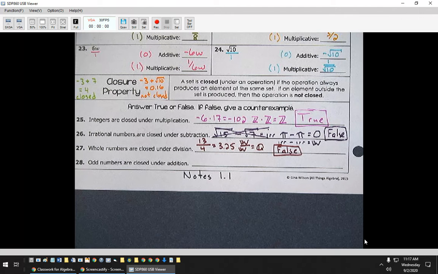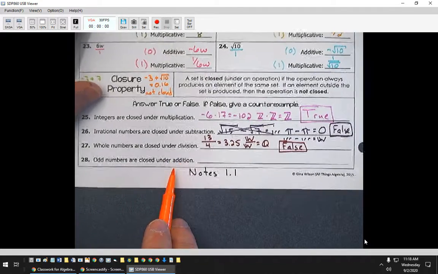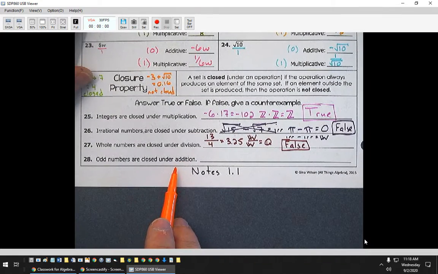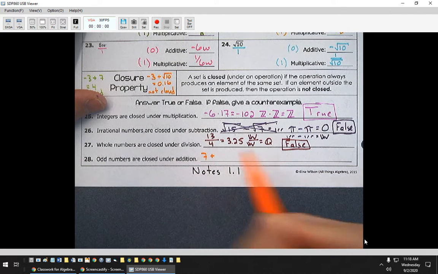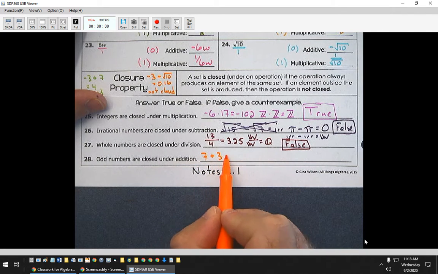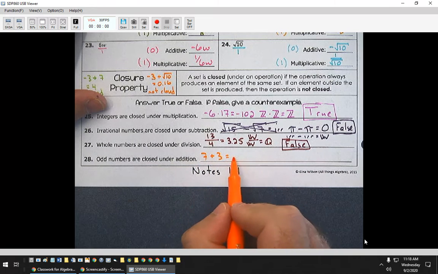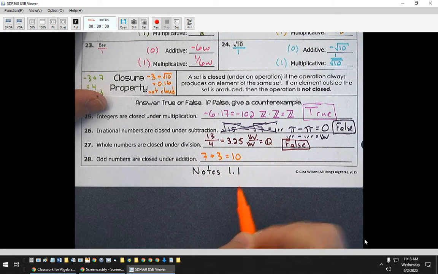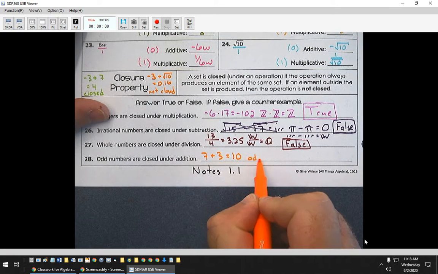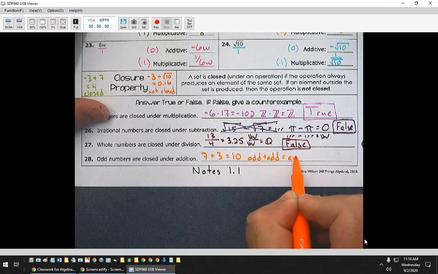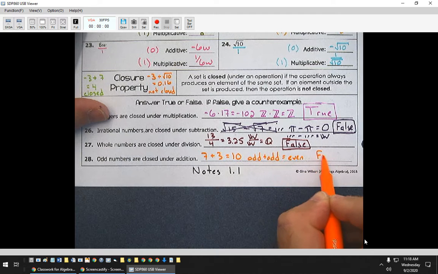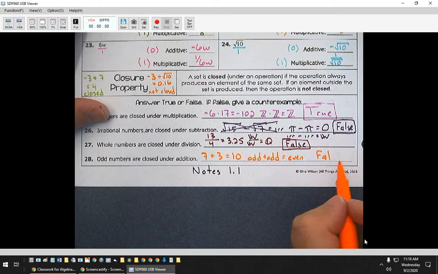And finally, odd numbers are closed under addition. I think this one's probably just easiest to try to pick an example. Like just pick 2 odd numbers. Like then the odd number 7 plus the odd number 3. When I add 7 and 3, do I get another odd number? No. So in this case, an odd plus an odd ends up being an even. This is also false. So the only one that was true was the first one.